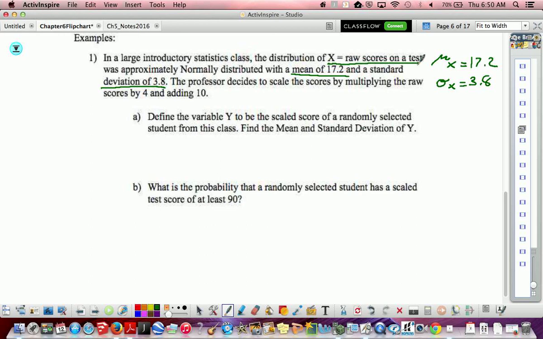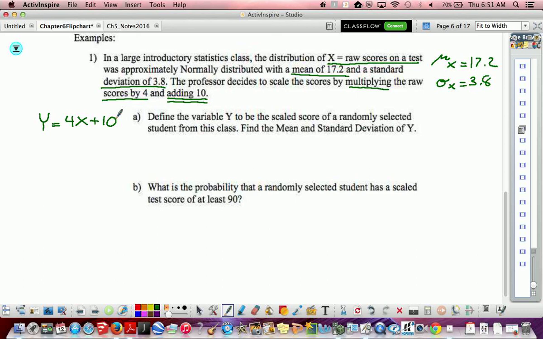The professor decides to scale the scores by multiplying the raw scores by 4, and adding 10. So I'm telling you right there what the linear transformation is. Part A says define the variable y to be the scaled score of a randomly selected student for this class. So I need to define y. So y is simply going to be, I'm multiplying the raw scores by 4, so I can think of it as 4x, and I'm adding 10. So right there is my linear transformation.